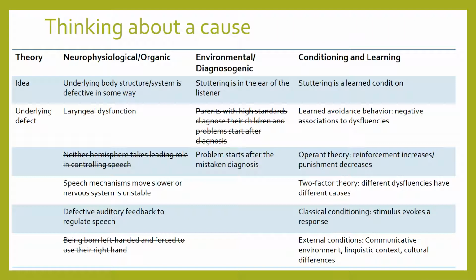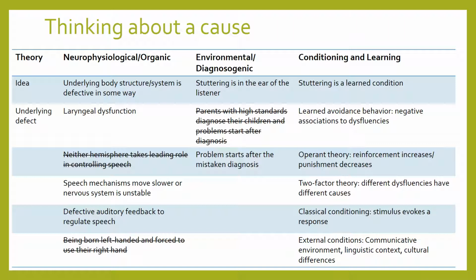So that can be either laryngeal dysfunction, where the larynx doesn't coordinate with the articulators, and so that produces disfluent speech. It could be that we have the right and the left hemisphere, and really the left hemisphere should be controlling speech, but maybe the right hemisphere is trying to interfere. It could also be that speech mechanisms move slower, or the nervous system is unstable, so it's not getting the signal from the brain down to the articulators efficiently.